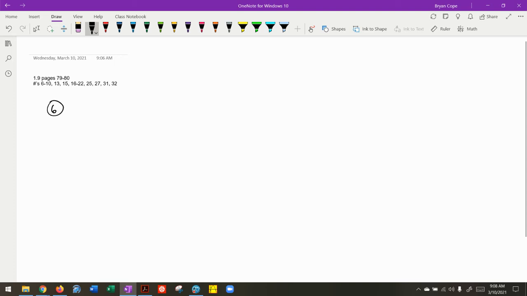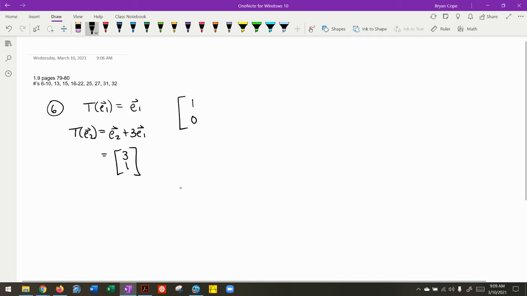Starting with number 6, we have a transformation that leaves E1 unchanged. So that means that T of E1 is E1. That means that our first vector in our matrix is going to be 1, 0. And then it maps E2 into E2 plus 3 E1. So T of E2 equals E2 plus 3 E1. What that means is that T of E2 is 3, 1. So the second column of our matrix is going to be 3, 1.